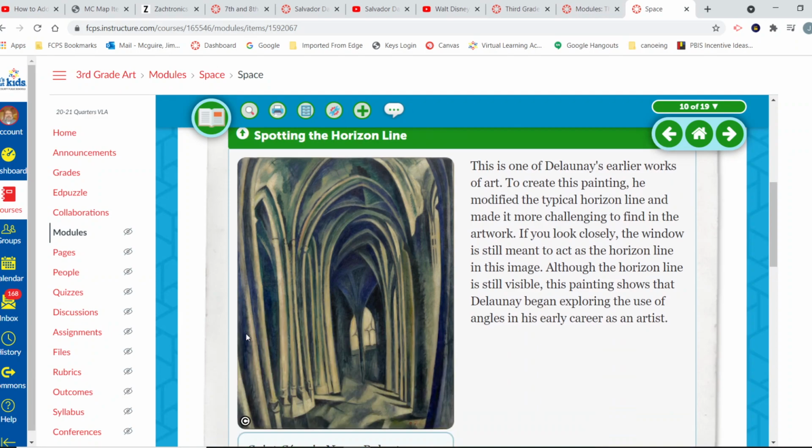So it helps to spot the horizon line. That's the hard part sometimes. What we can do is follow lines that look like they run parallel to each other, like these rows here and these rows here, where they converge. Well, that's most likely where the vanishing point is going to be, and that vanishing point is always going to be on our horizon line.